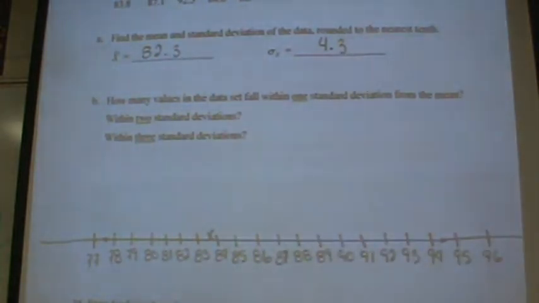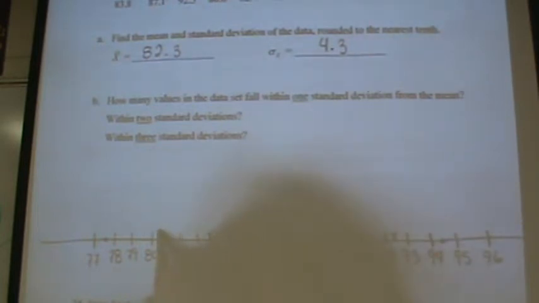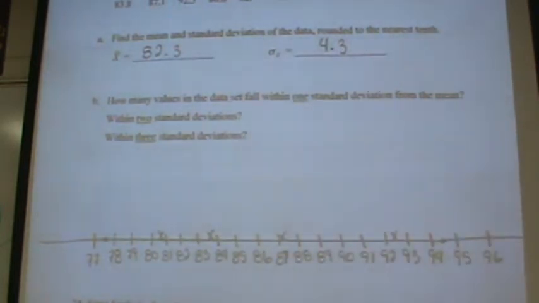Okay. So then we need to find standard deviations. So we want to plot our points first. 83.8 is going to be almost to 84 there. 87.1 is just past 87. 92.5 is right in the middle there. 80.6 is going to be a little past halfway.